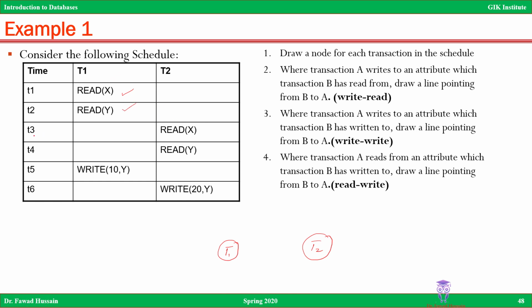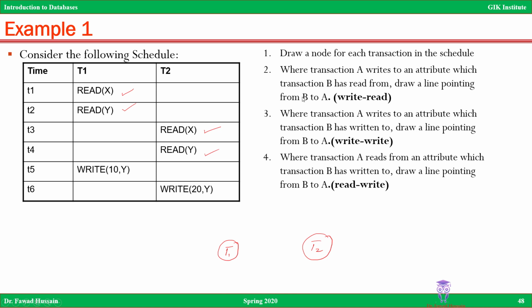Then we go to this third timeline, where T1 is halted and T2 comes in between, and it's also reading X and reading Y. So this is read after T1 has read. This is read after read. We said before that read after read is not a problem. So up to this place, there is no issue. The two transactions can run in parallel and there is no problem. The problem comes when transaction A writes to an attribute which transaction B has read from. So transaction A, T1, writes to an attribute Y.